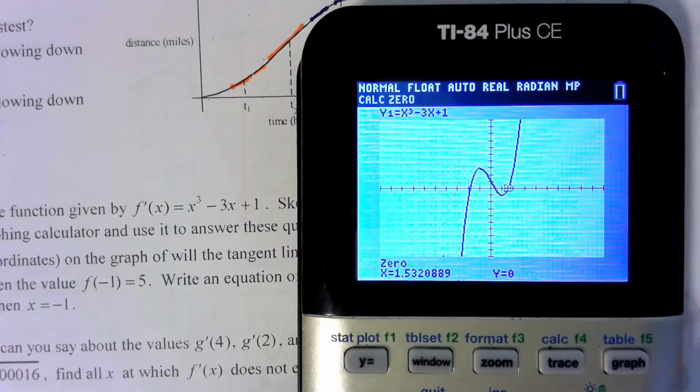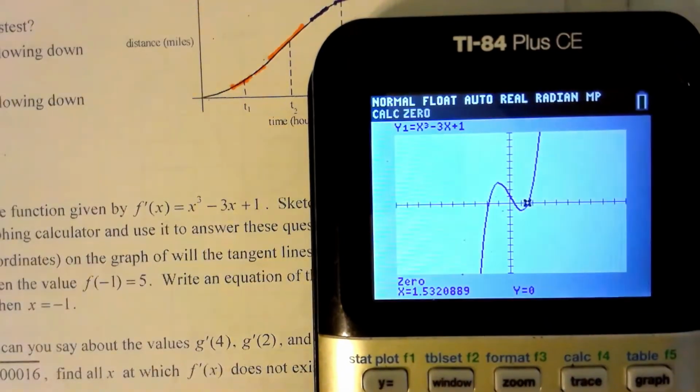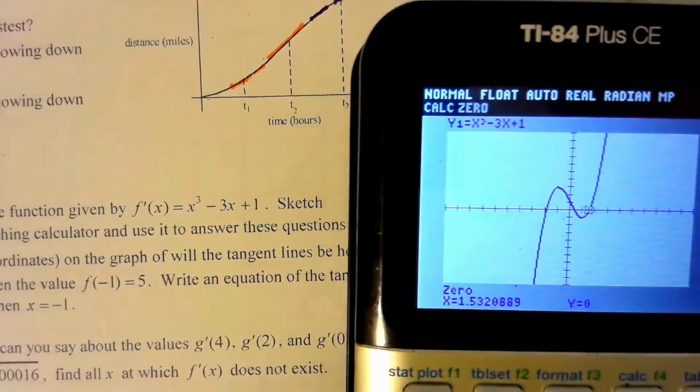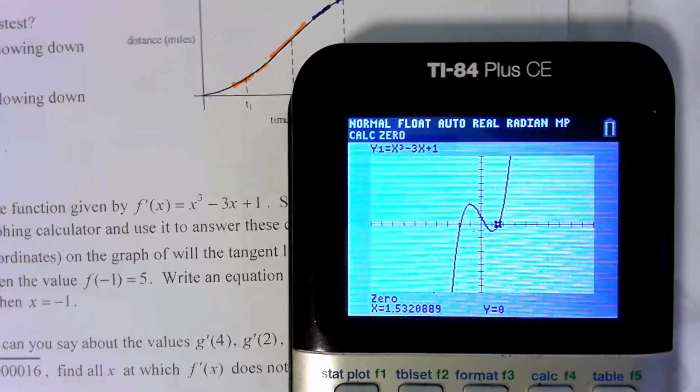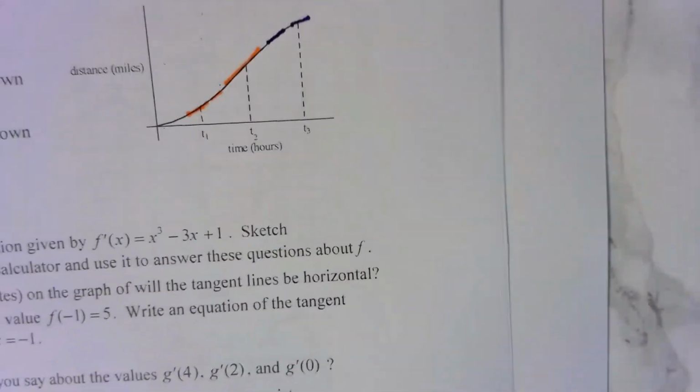In part B, suppose you were told that f of negative 1 equals 5. Write the equation of a tangent line when x is negative 1. Okay. So I need scratch paper now.